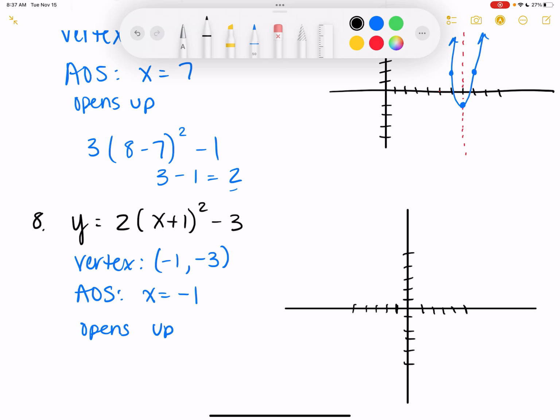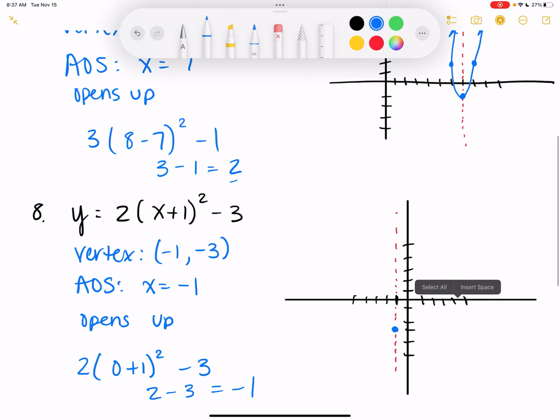All right, so I have an axis of symmetry at x equals -1. So I'm going to draw in my dotted line for that. I have a vertex at -1, -3. So since 0 is 1 away, I'm going to go ahead and use 0 because it's easy. So 2 times 0 plus 1 squared minus 3. So it's going to be 1 squared is 1 times 2. So I have 2 minus 3, which is -1. So I'm putting a point at 0, -1.